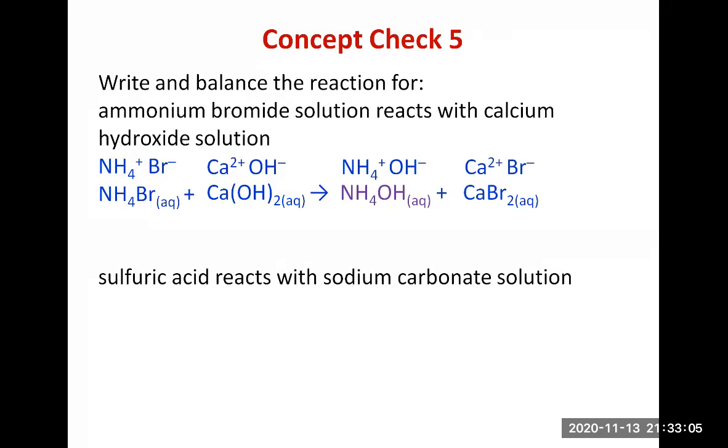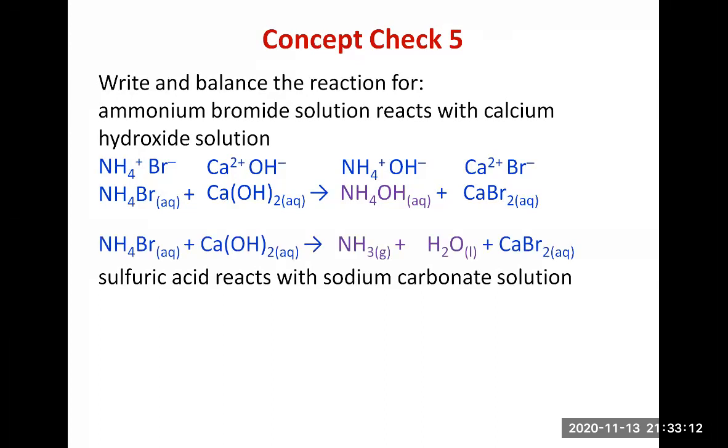So here you need to recognize that the ammonium hydroxide is unstable and typically decomposes into water and ammonia. So you rewrite the equation by changing the ammonium hydroxide into H2O liquid plus ammonia, which is the gas. And that's why it's a gas evolution reaction.